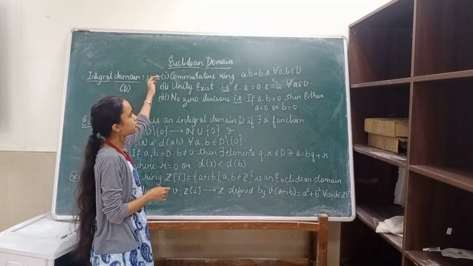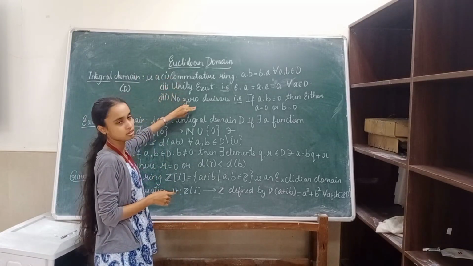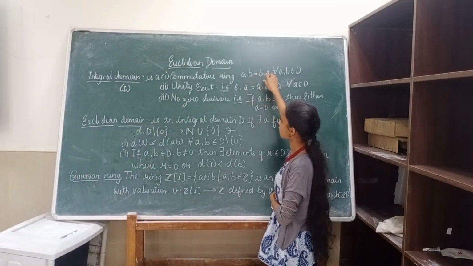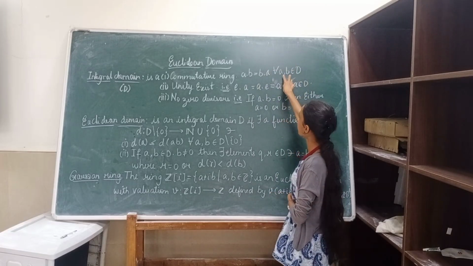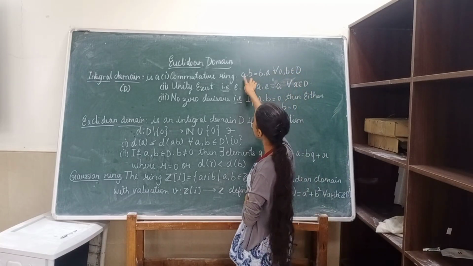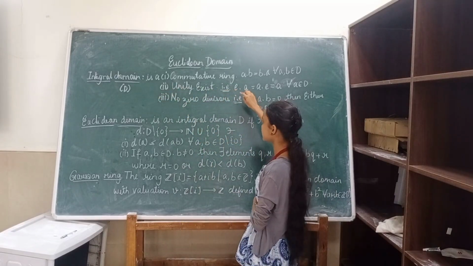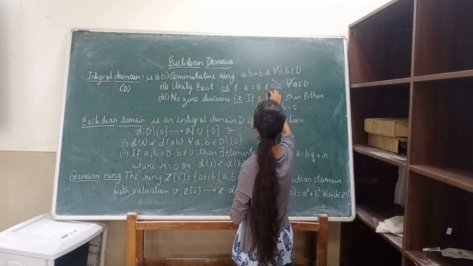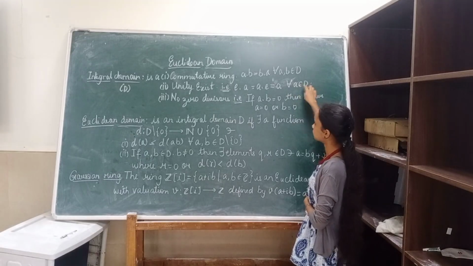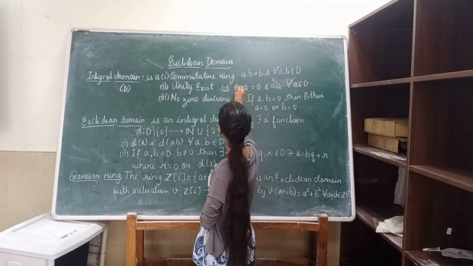An integral domain is a commutative ring with unity and no zero divisors. A commutative ring is something in which if we take any two elements A and B in D, then AB should be equal to BA. Secondly, unity should exist. Unity in the sense that E·A = A·E = A for all A in D. That is, over here E is the unity.